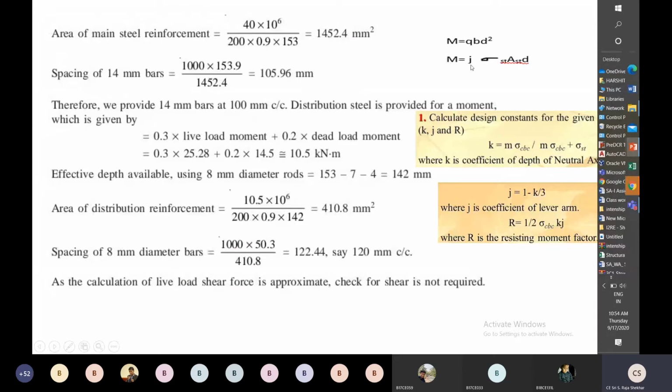From this formula, if you use M equal to the shorter span moment, you'll get AST along the shorter span. If you substitute M equal to the longer span moment here, you'll get AST for the longer span.